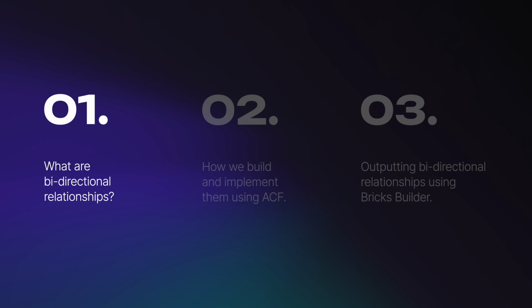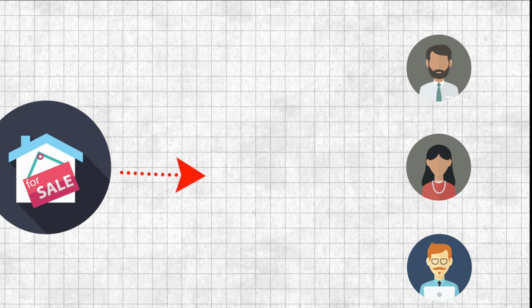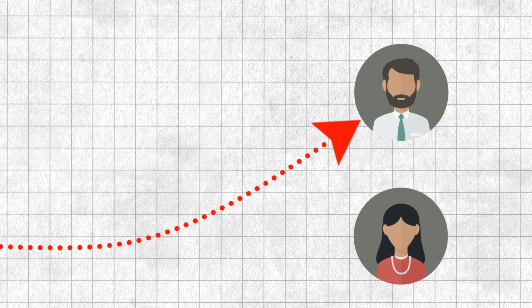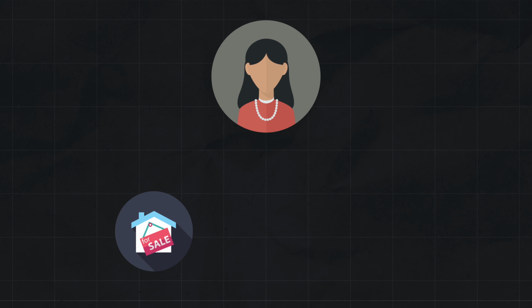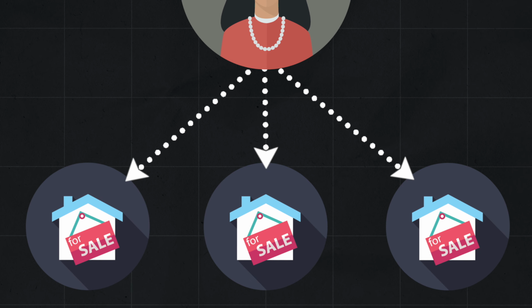So imagine you're working on a real estate site with properties and estate agents. With bidirectional relationships, you can link each property listing to the agent representing it. And on the flip side, each agent's profile can show all the properties that they handle. This setup keeps your content seamlessly connected. And in this tutorial, we're going to go through all the stages you need to set things up for yourself.